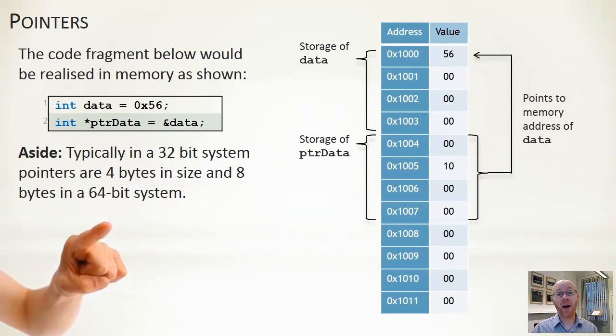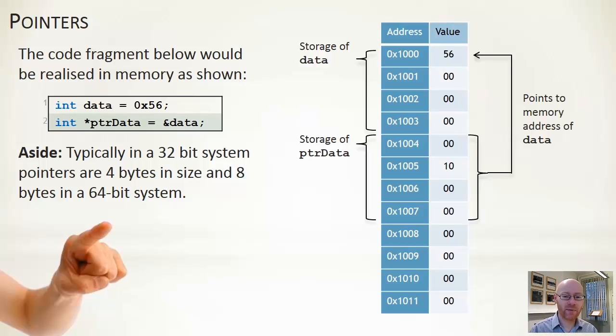Here's an example of how things could be set out within memory. Over on the left-hand side, we've got a couple lines of code. We have line 1, int data, an integer value, and we're setting it equal to hexadecimal value 56, storing that within our data integer. And on line 2, we're declaring an integer pointer, ptr data, and we're setting that equal to the address in memory where data is stored. Now let's have a look at how that is set out, and you see that over on the right-hand side.